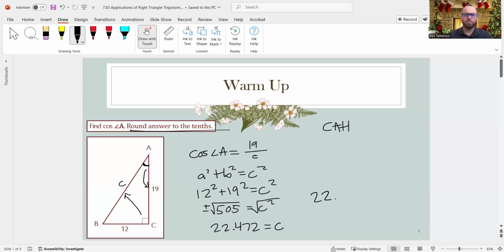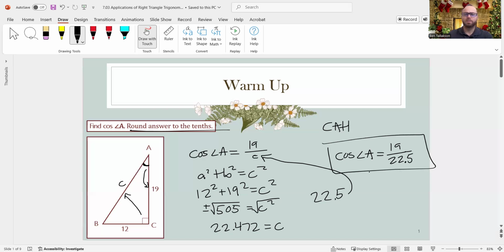So 22.5. That is what's going to go right here. Don't forget, that's what we're solving for, not just this, right? That was just to get us where we need to be. So the cosine of angle A is 19 over 22.5, and that cannot be simplified anymore. So we're done.